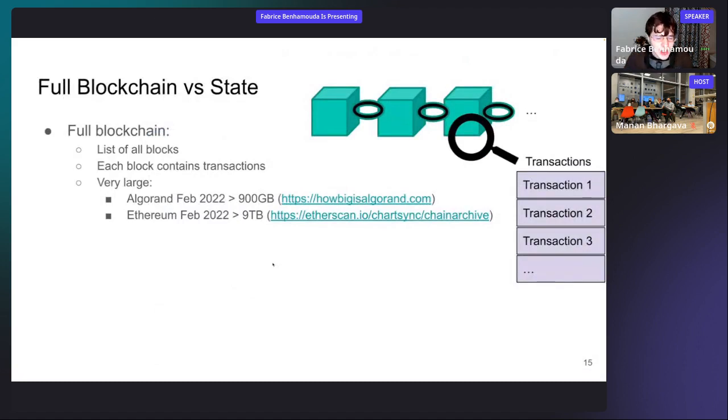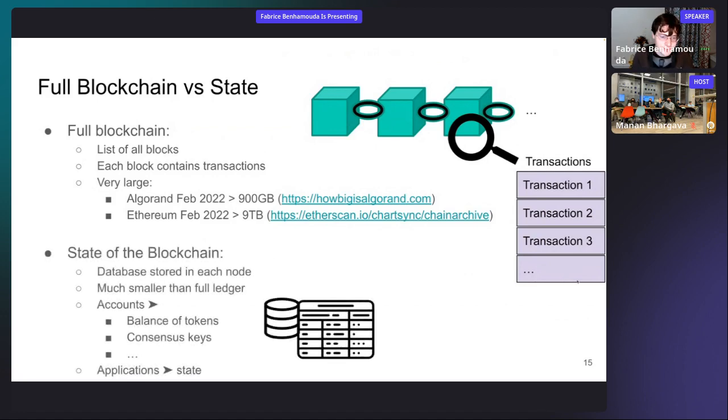Okay. Before going further, I also need to introduce something that is not at all specific to Algorand, that is very important in general, which is the notion of state of a blockchain. I'm pretty sure you know what the blockchain is. It's a list of blocks. Each block has transactions, and that's the name blockchain. And this is very, very large. For Ethereum, last time I looked at it, it was more than 9 terabytes. And for Algorand, it's close to 1 terabyte. And Algorand is very young. So you can see that this grows crazily fast and it becomes huge.